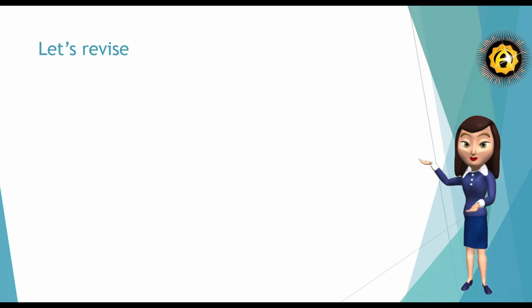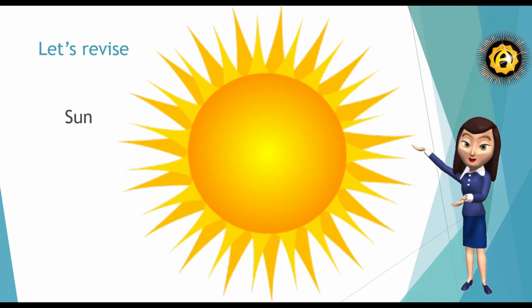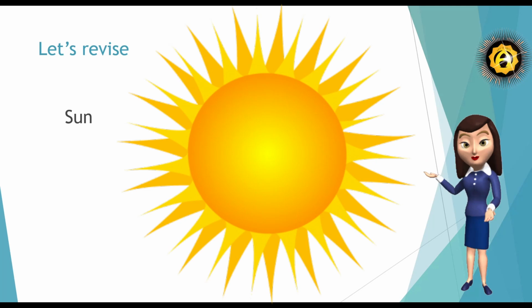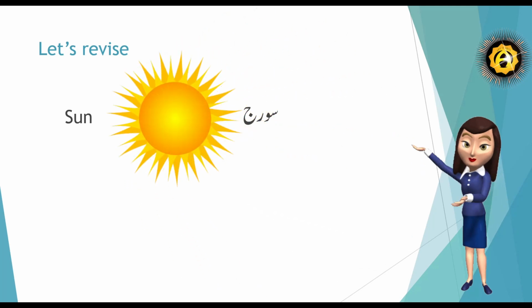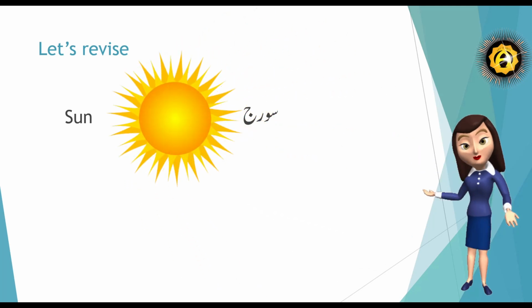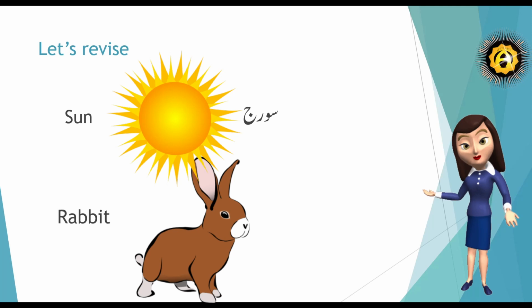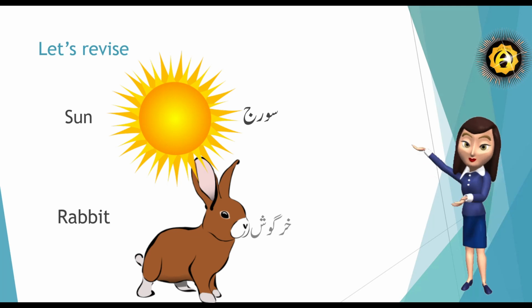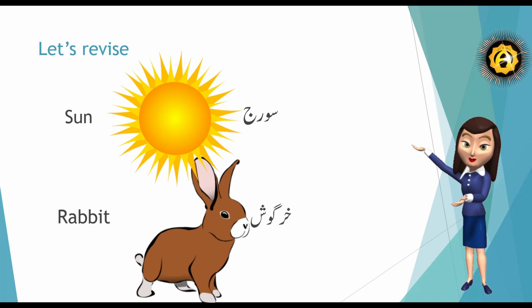All right, now let's revise some words that we have already learned. I hope that you do remember how to say sun in Urdu. So sun in English, and in Urdu it is Suraj. Then in English we say rabbit. It's an animal, rabbit or bunny. And in Urdu it is khargosh. Khargosh. Let's repeat one more time.